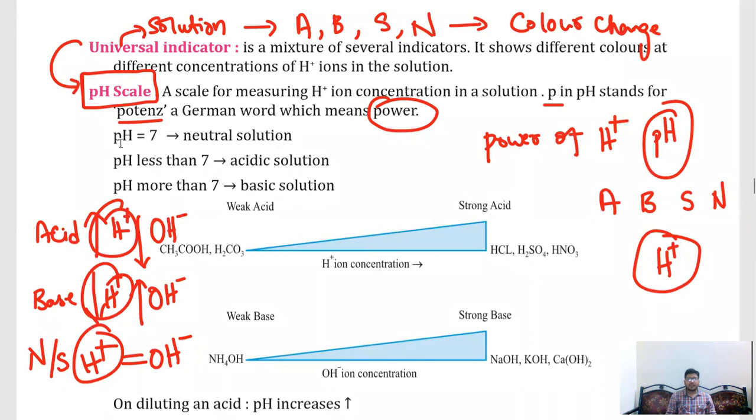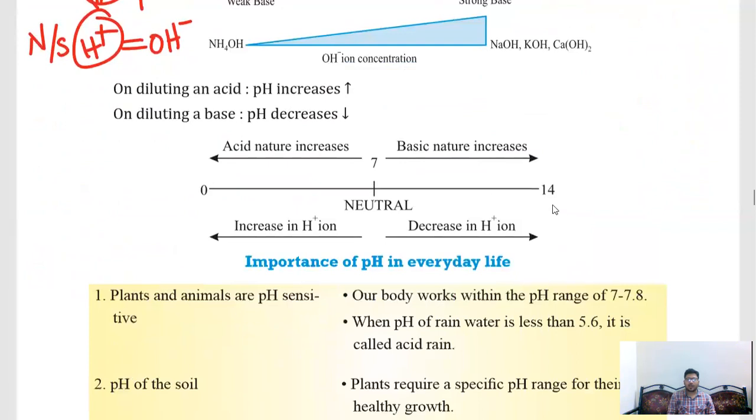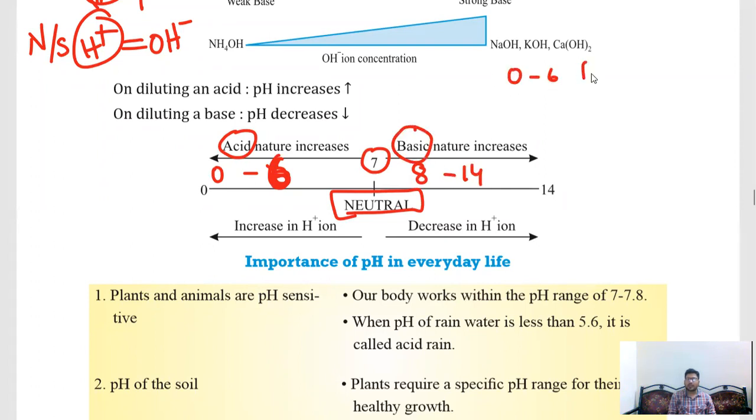Now, this pH scale has a few numbers. It starts from 0 and ends with 14. The middle number is 7. From 0 to 6 is acid, 7 is neutral, and 8 to 14 is base. Try to remember, guys: 0 to 6 it is acidic, 7 is neutral or salt, 8 to 14 it is base.